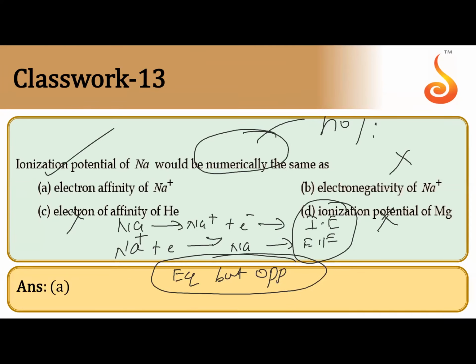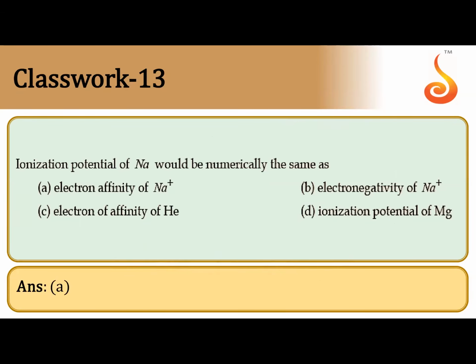Udit Kumar, ionization potential of an isolated atom is the energy required to release an electron from it. That's correct. So energies are equal and opposite. That is what the statement says. Praneshwar, thank you very much for correcting me. Next.